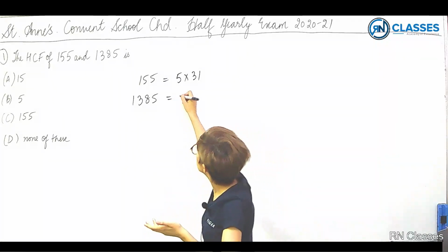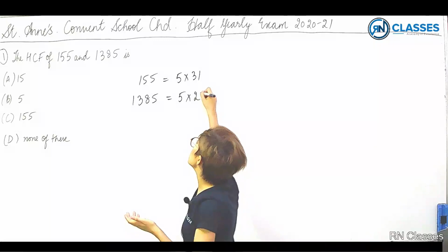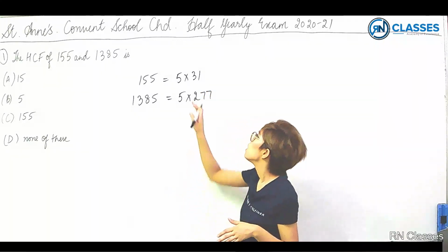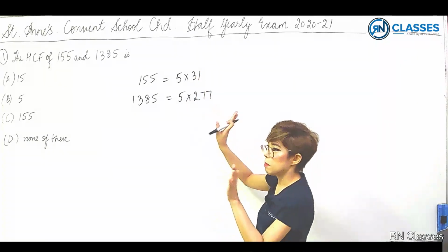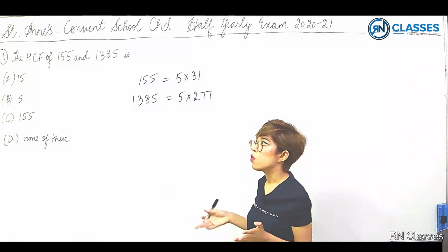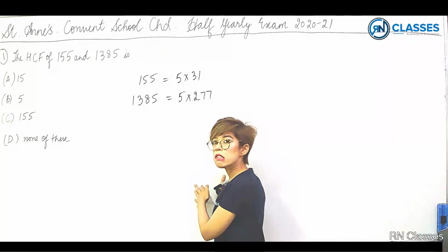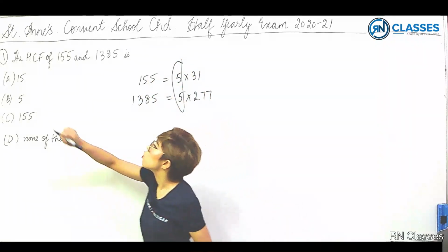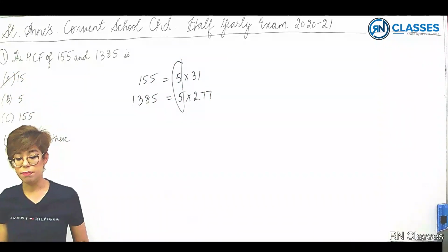1385, that is 5 into 277, right? Clearly this is a prime number, this is a prime number. Prime factorization I have written. So obviously the highest common factor, that is 5. So option A is the correct one.